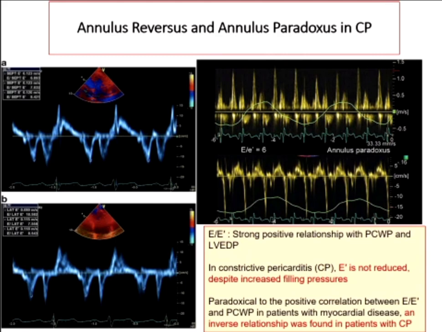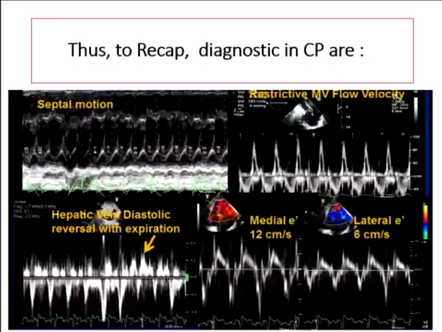Again, it is not a myocardial disease, so E prime will remain high. But in the face of an E by E prime which is normal or relatively normal, you still have high filling pressures. Or rather, the other way around: if you have high filling pressures, you expect a low E prime and a high E by E prime, but here the E prime remains preserved.